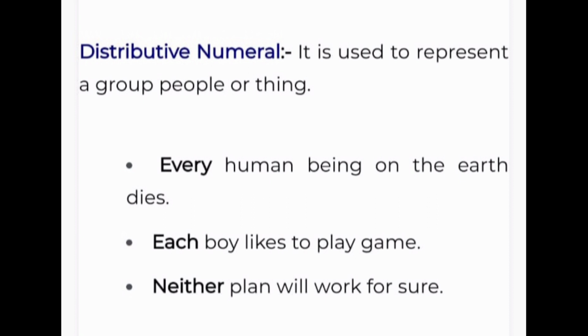Then the next classification of numeral is distributive numeral. It is used to represent a group of people or things, that means each one of a number. So look at the examples. Every human being on the earth dies. Each boy likes to play games. Neither plan will work for sure. So here the determiners every, each, neither are all distributive numerals. Okay.